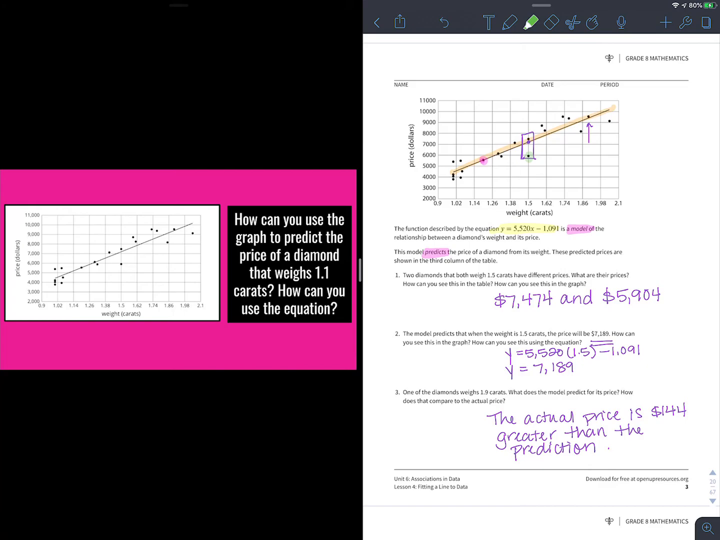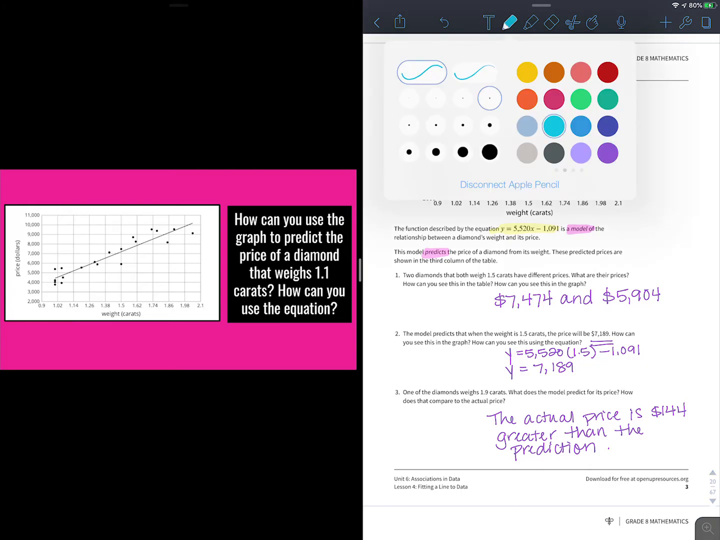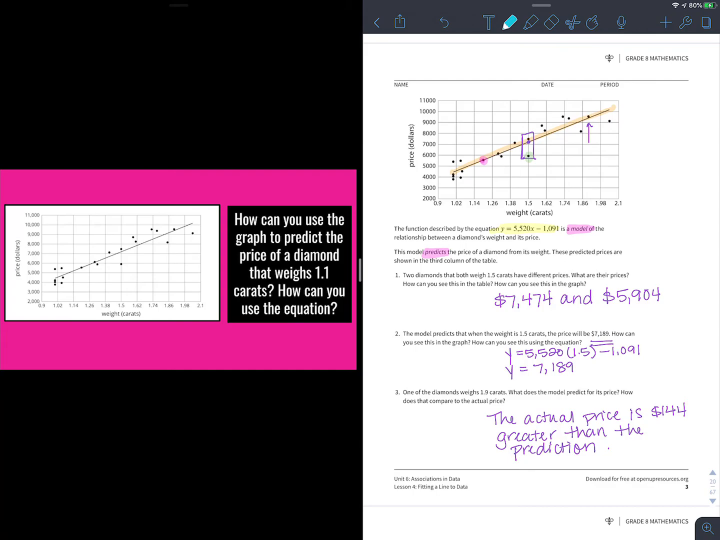And then how can you use the equation? Well, if we use the graph, we're just going to look on the graph to see where 1.1 falls. And 1.1 is close to here, I would say. And we would look to see where on that predictor line it would fall. And we would maybe estimate that its price would be $5,000.